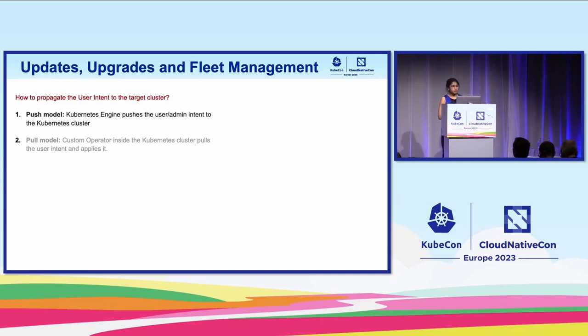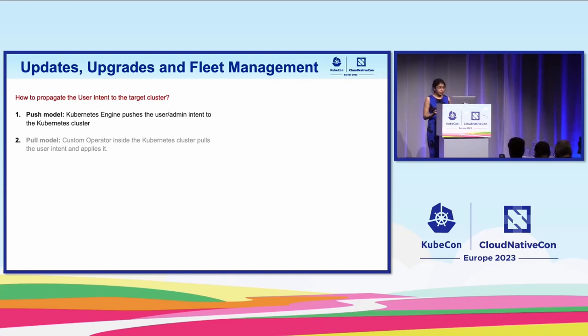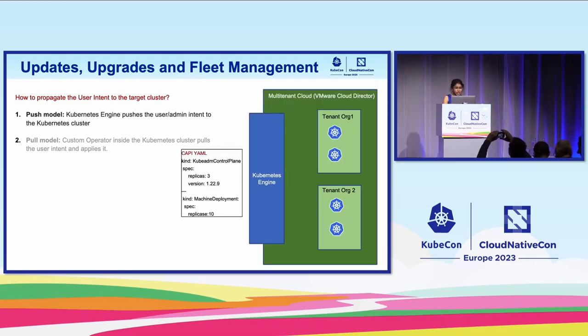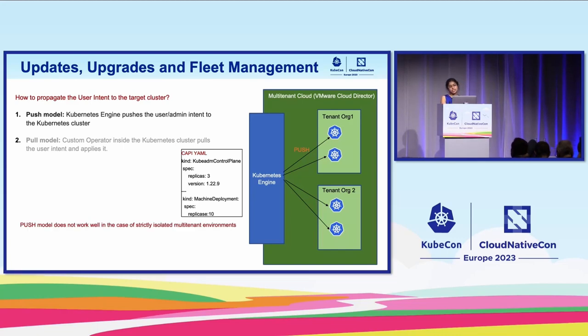There are two conventional models: push model or pull model. Let's see how the push model works. We have already written a simple program and we call it Kubernetes engine. Now we might as well leverage that. So we can have this Kubernetes engine push the user intent to all the Kubernetes clusters. This might actually work well in most cloud environments, but in our case, these tenant organizations have strict tenant and networking boundaries, and it's not that easy for us to punch firewall holes there. In order to push, this Kubernetes engine needs access to the control plane endpoint of these workload clusters, which may not necessarily be the case. So this doesn't work for us, but this may actually work in other cloud environments.